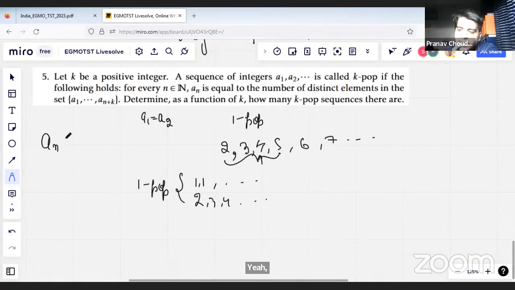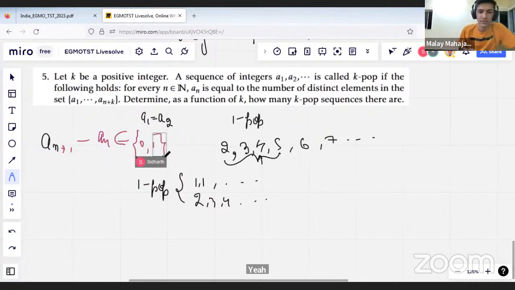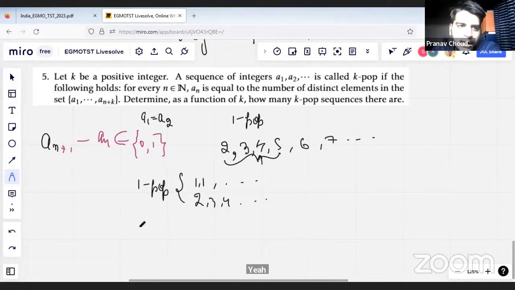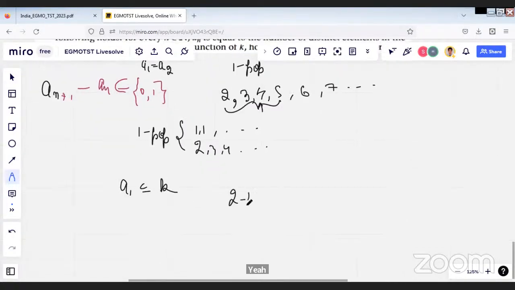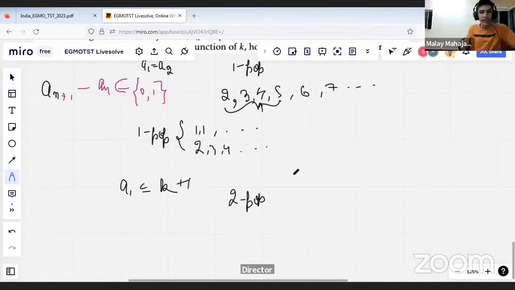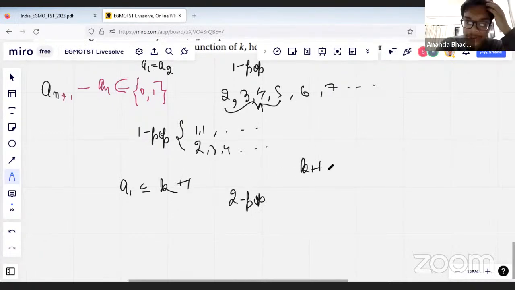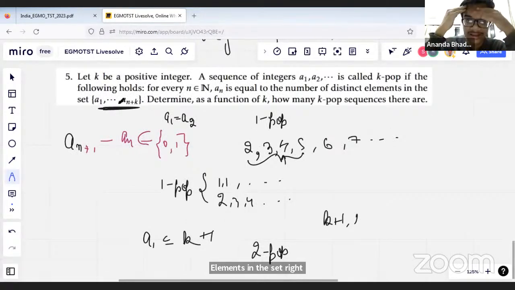What is at most 1? a(n+1) minus a(n) is between 0 and 1, one of 0 and 1. And the first element can be at most k plus 1. This seems simple: k plus 1, k plus 2, and so on is a k-pop sequence. Why should the first be at most k plus 1? Because there are only k plus 1 elements in the set, right?